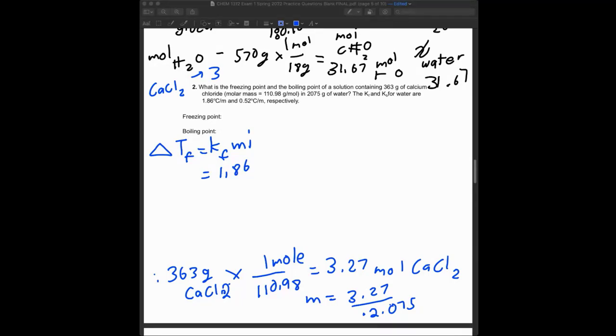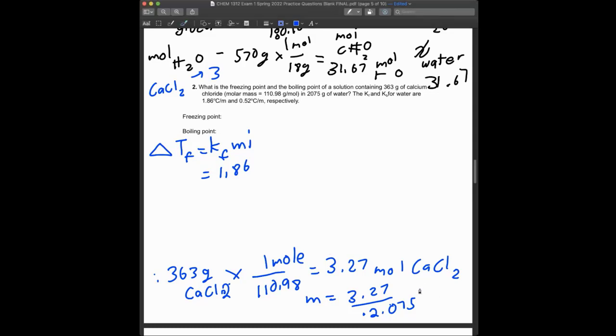Okay, so for the I value, it's only for the ionic compounds. Yes, that is correct. So if you have something that's covalent, like C2H4, for example, the I factor is just 1. Okay, let's continue.